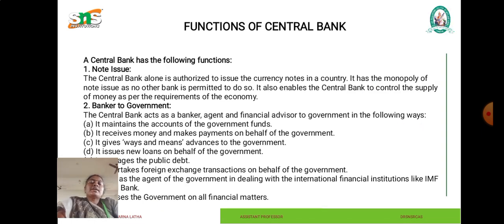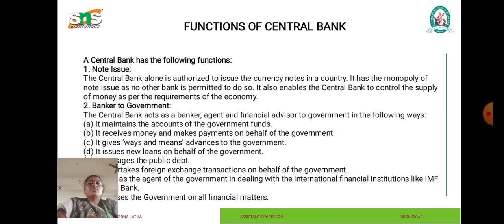A central bank has the following functions. The central bank alone is authorized to issue the currency notes in a country. It has the monopoly of note issue, as no other bank is permitted to do so. It also enables the central bank to control the supply of money as per the requirement of the economy.